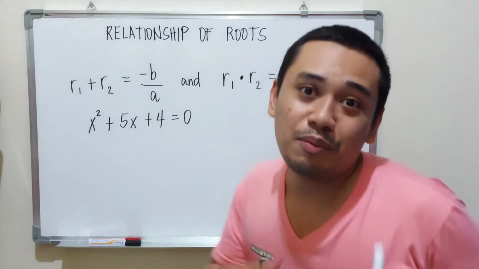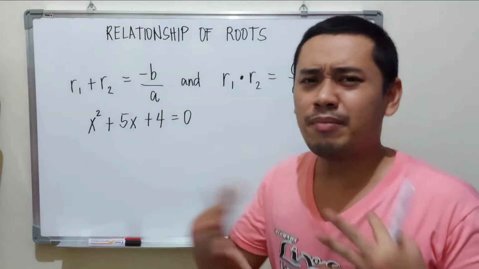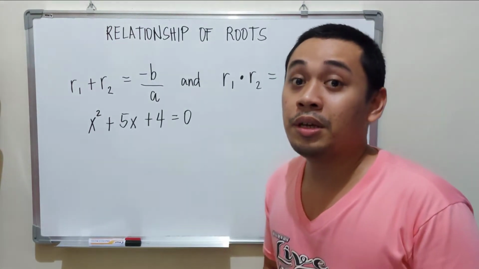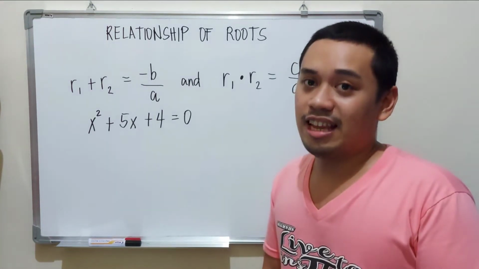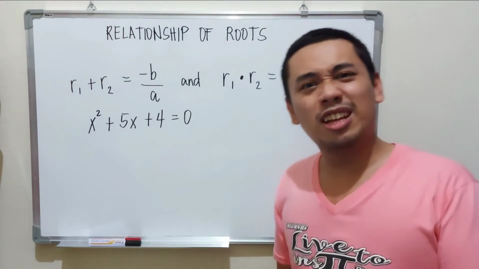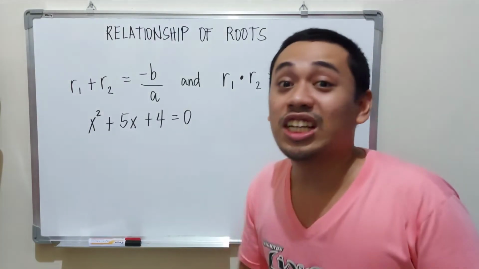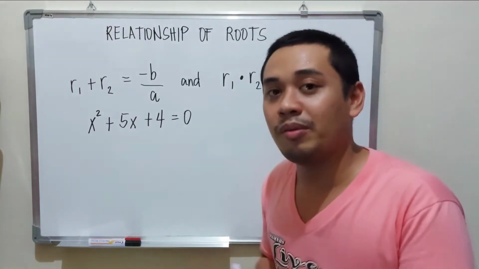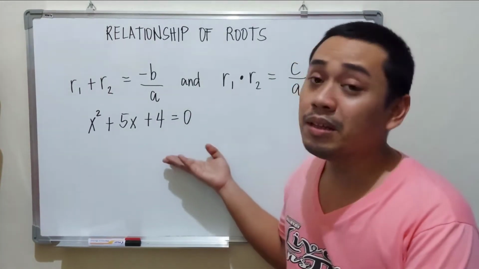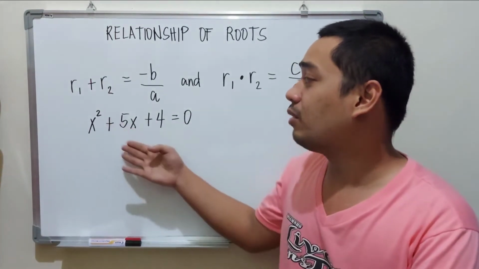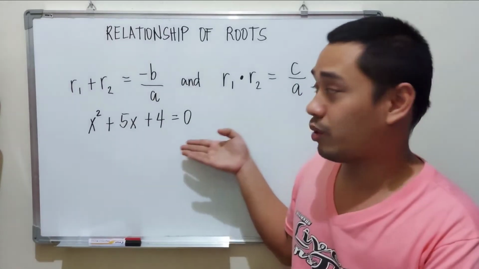Ayan, so try pa natin magbigay ng isa pang example para mas maging malinaw sa inyo yung pag-extract ng ating roots. And paano natin siya mako-compare? And paano natin makikita yung relationship between roots and numerical coefficients? Ang sabi dito, meron tayong x squared plus 5x plus 4 equals 0.